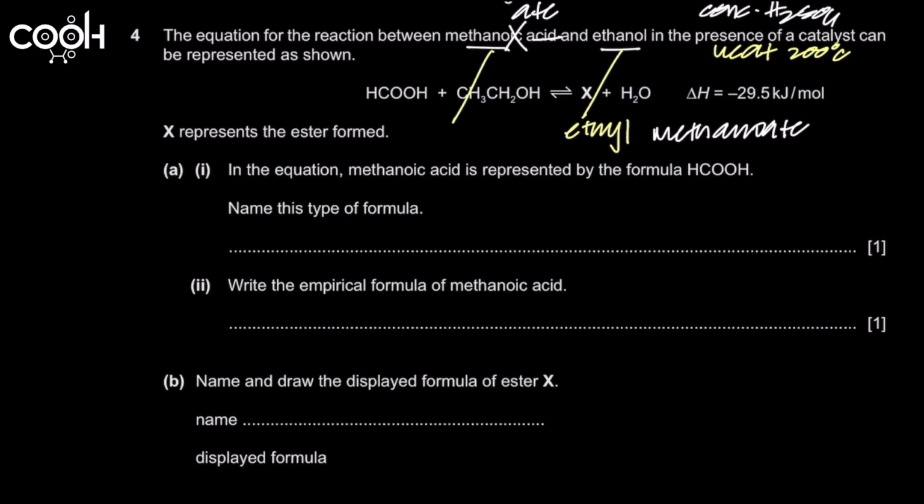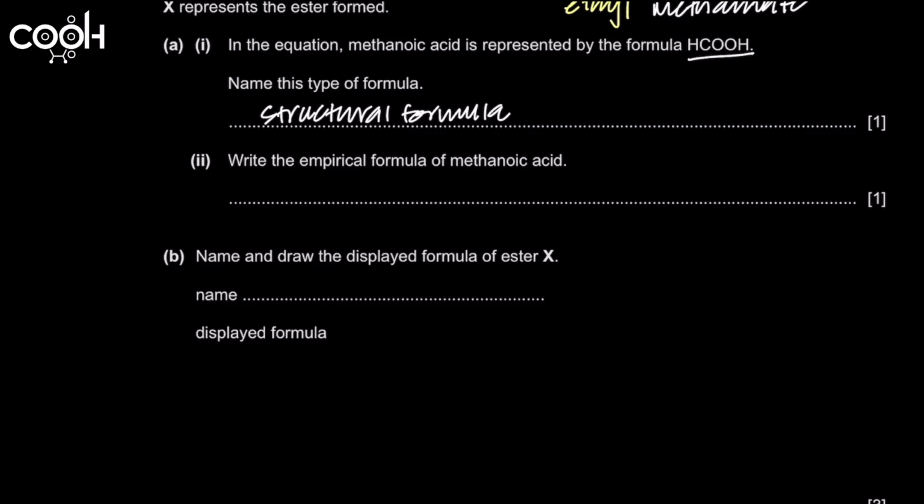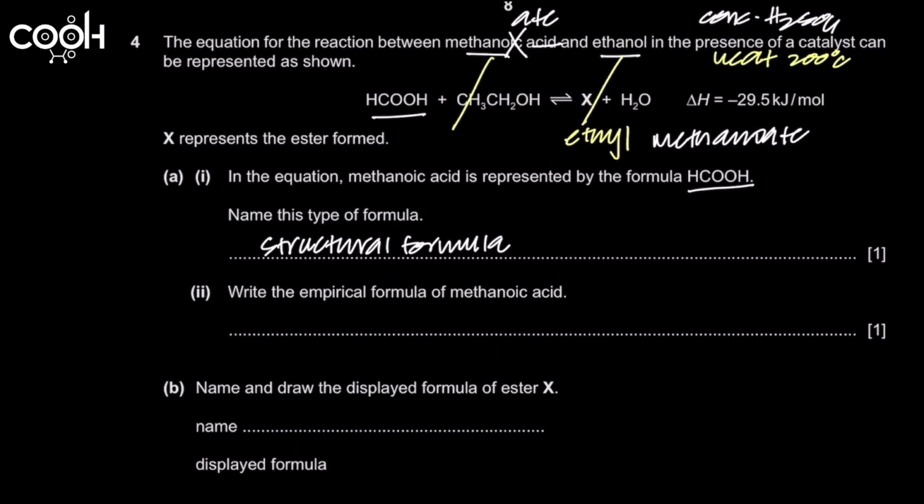Now it says in the equation methanoic acid is represented by HCOOH. Name this type of formula. So that's basically the structural representation. It's the structural formula. Done. Write the empirical formula of methanoic acid.